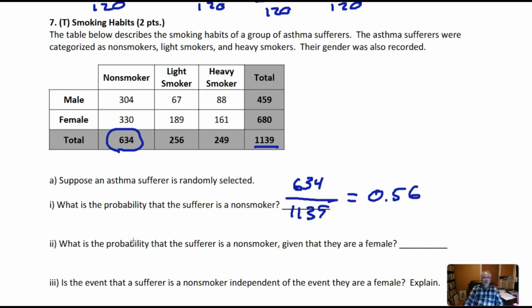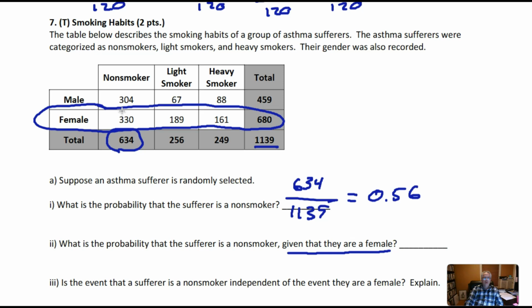Okay. Second question, what is the probability that a sufferer is a non-smoker given that they are a female? So we're only looking at this row, the females. So there are 330 non-smokers out of a total of 680 females. And this is equal to 0.48, or actually 0.49.